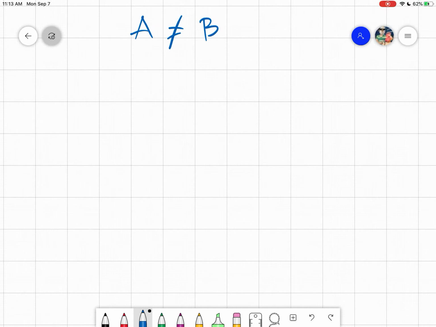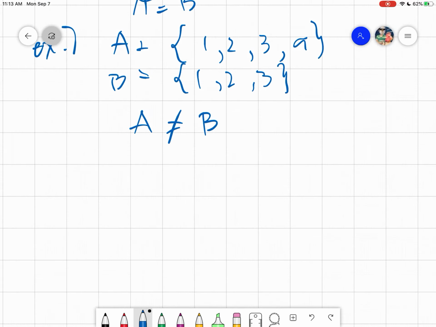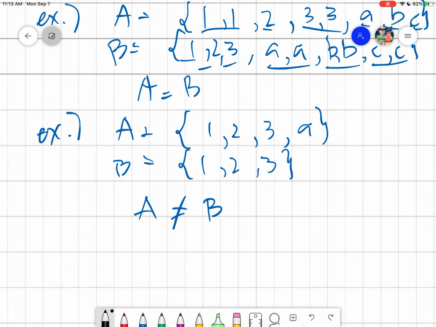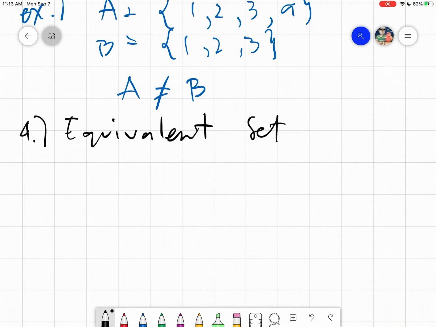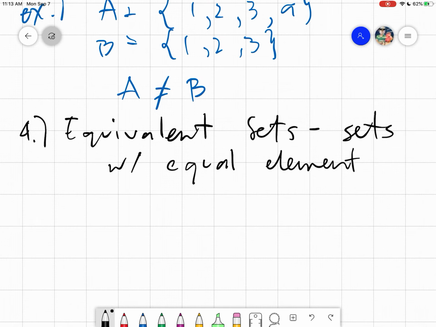Next, we also have the equivalent set, but equivalent set are just simply same number of elements. So let's just write it down. Okay, go to number 4. Are just sets with equal elements. Equal number, sorry. Let me write it down. Equal number of elements. Sabihin parehas lang ng bilang.